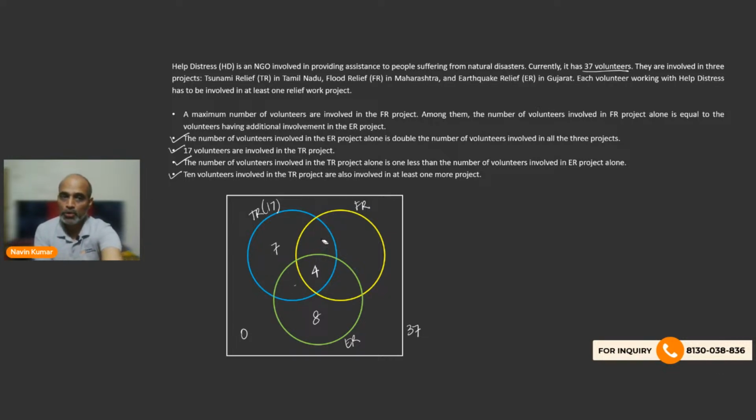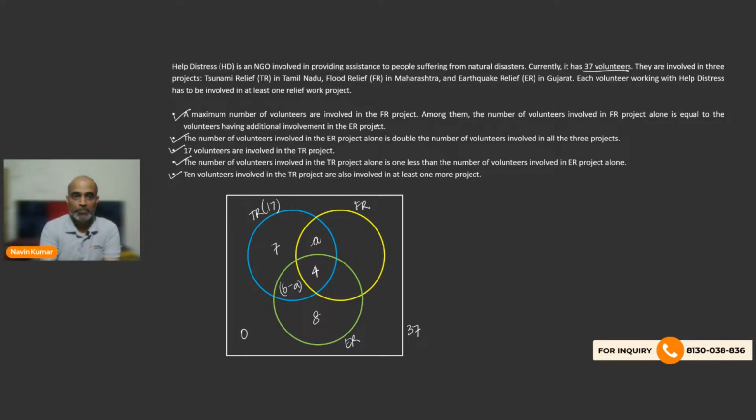So what I'm going to do is say that this one is A. Since this was supposed to be 10, this is going to be 6 minus A, so that the overall sum is 17, right? Let's read the first bullet point now.